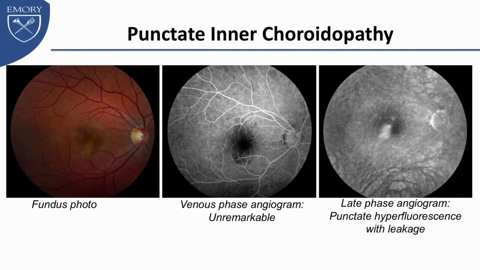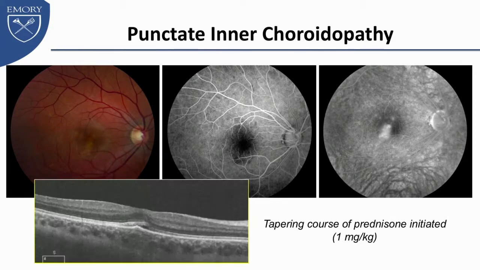Obviously, there's a role for OCTA as well. But early in the angiogram, the venous phase, this is quite unremarkable. But as you look at the later frames of the angiogram, quite far out, you can see there's this diffuse hyperfluorescence with leakage. We interpreted this as an active inflammatory lesion, and she was treated with a tapering course of prednisone, which was initiated at a 1 mg per kilogram dose.